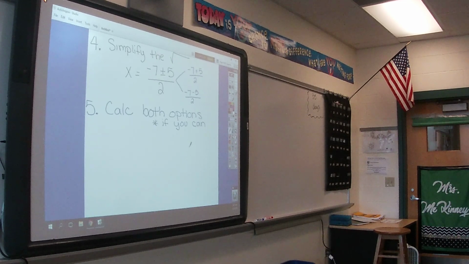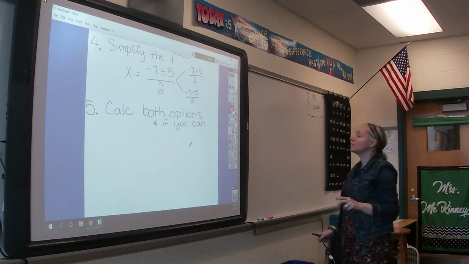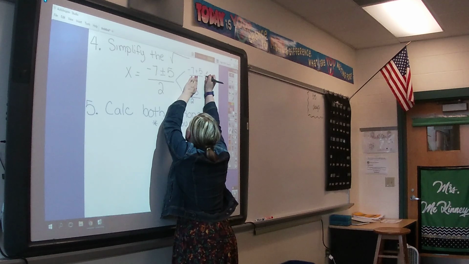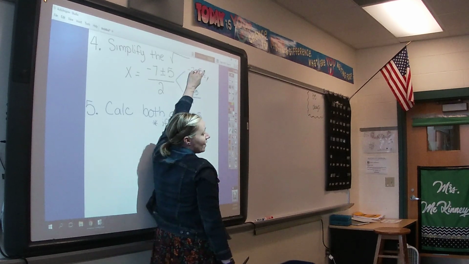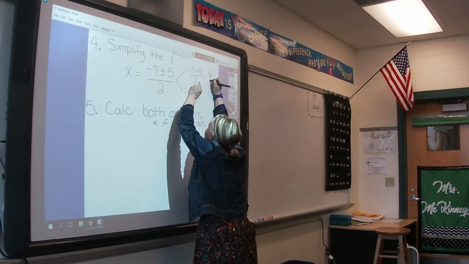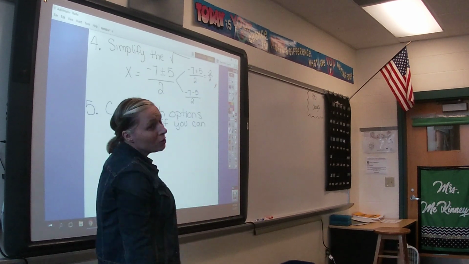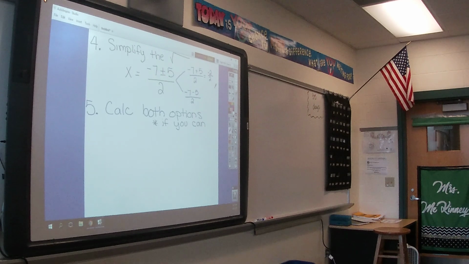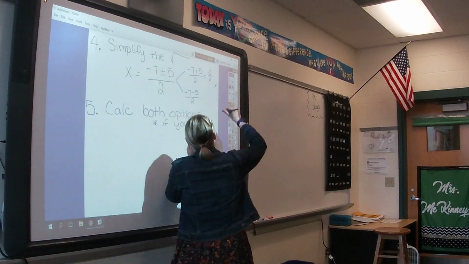Now, calculator lovers, we have to be a little bit careful here. You cannot type into your calculator -7 plus 5 divided by 2 equals, or you will get the wrong answer. You have to make sure that you are doing this as 2 separate pieces. So we'll do the numerator first. -7 plus 5 is what? -2. -2 divided by 2 is what? -1.